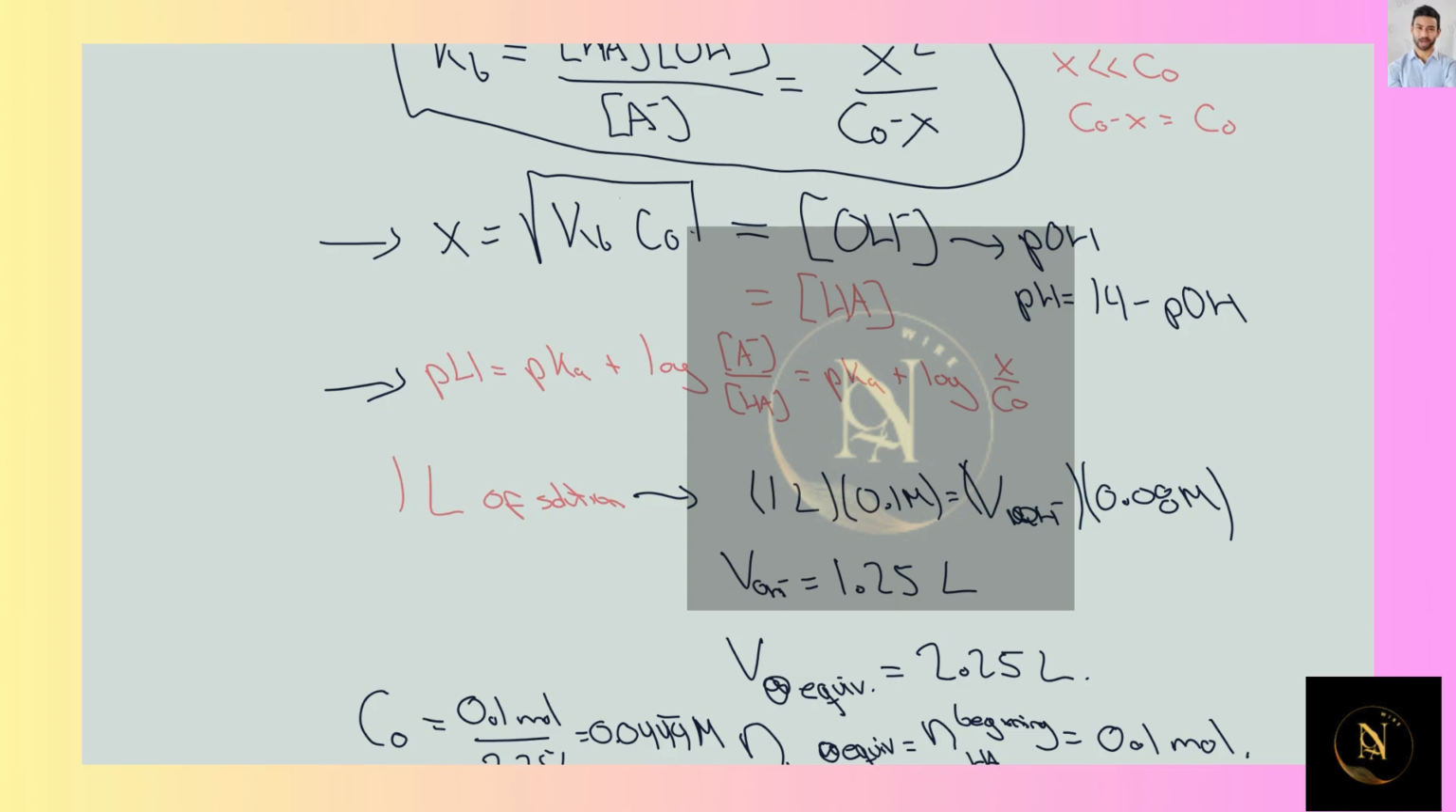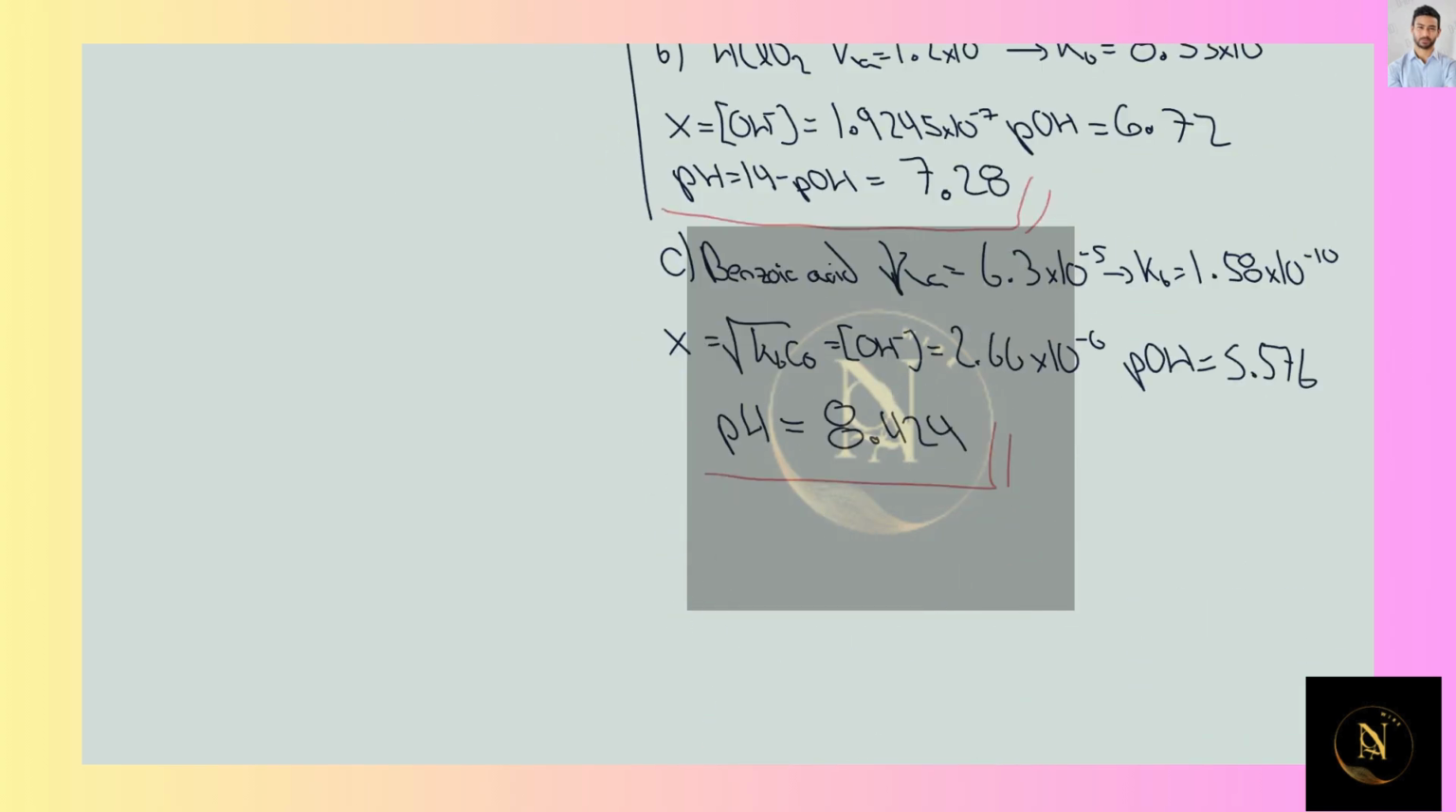Remember here that I assumed that we have 1 liter of solution at the very beginning of the 0.1 molar solutions for each of them. Okay? And that would be all.